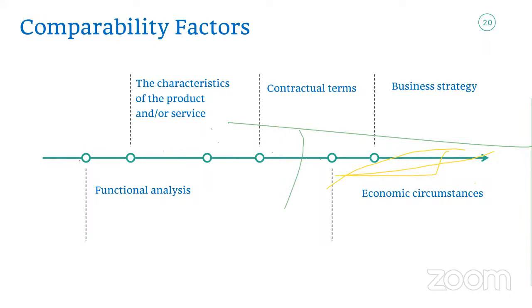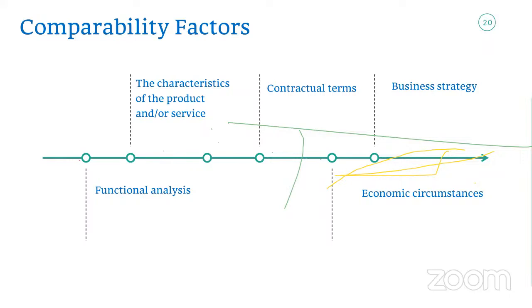You want to look at the contractual terms, because the contractual terms between the two entities doing the controlled transaction must be almost similar to the uncontrolled transaction for the tax authority to be able to make those transactions comparable. Then you need to look at the business strategy that is adopted. You want to look at the functional analysis.